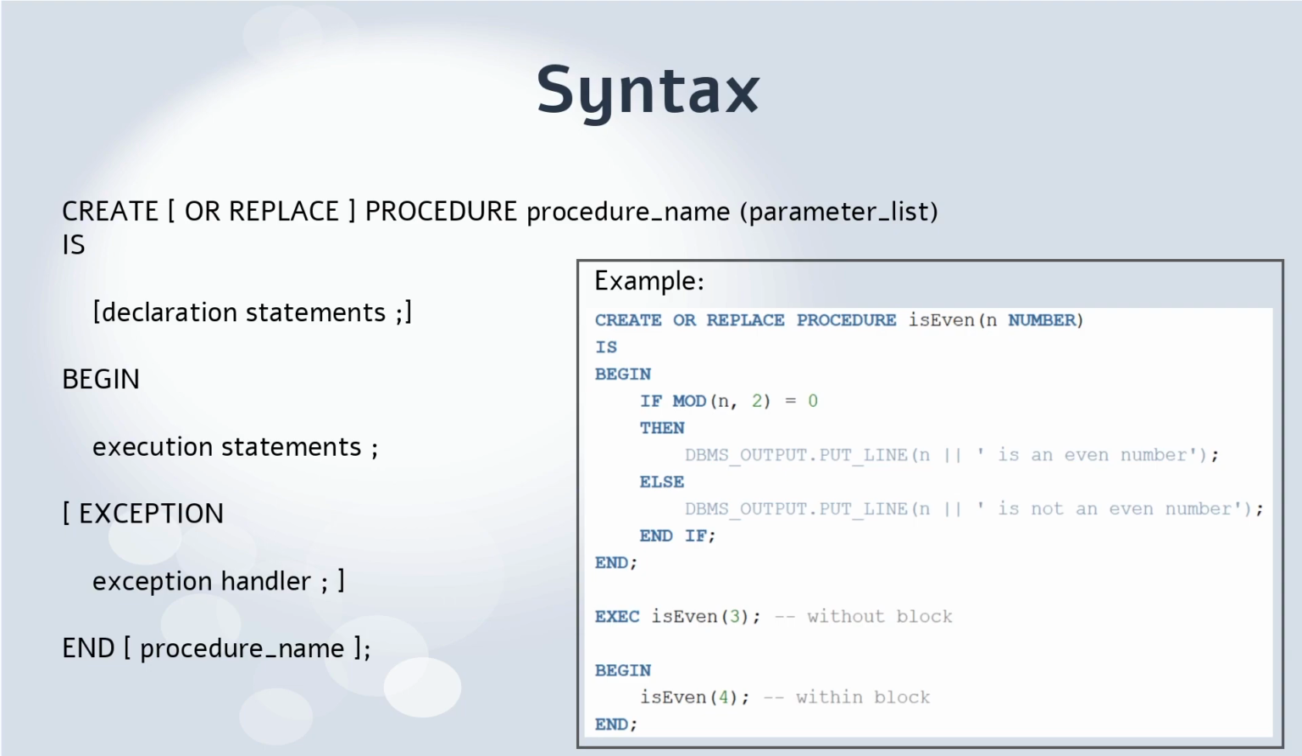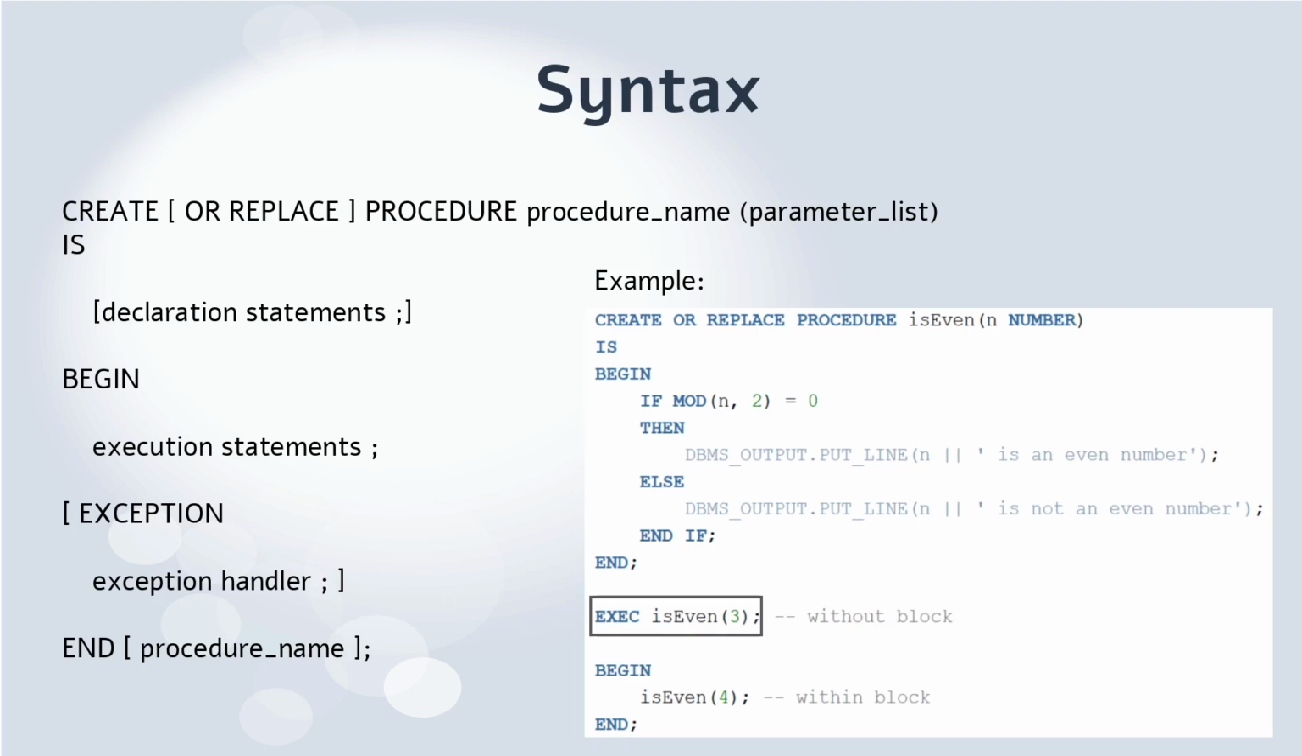There are two ways of calling a procedure. The first one is outside of a block. Here, we need to use the execute keyword. As you can see in the screen, you can also use the exec keyword, which is the short form of the execute keyword. Another one is within a block. Here, we don't use the execute keyword to call a procedure.